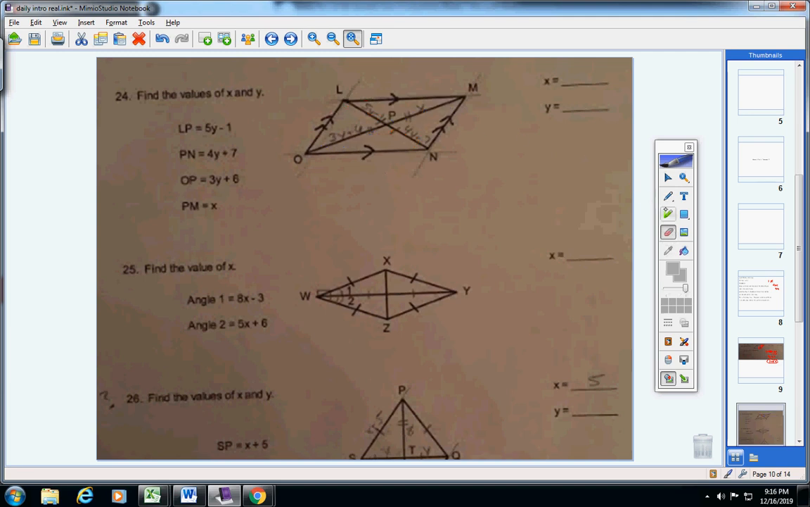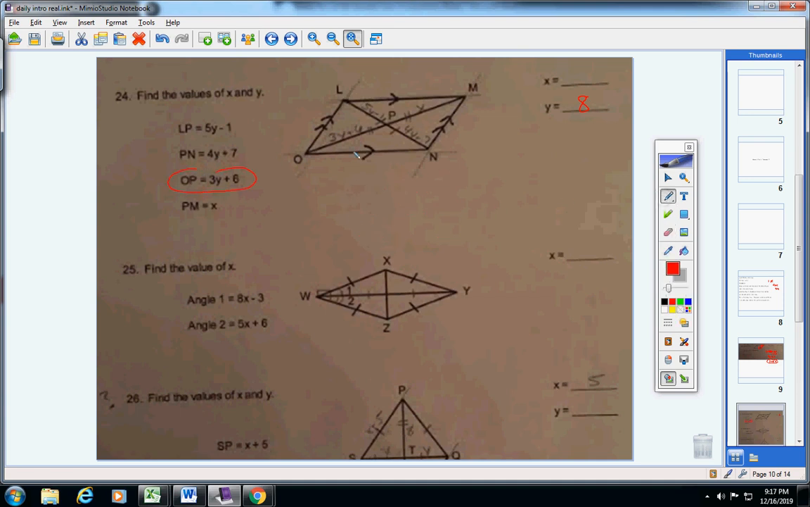So when I know that this segment here is this, and this segment here is this, and I know they're equal, then I can simply take this 5y minus 1 and set it equal to 4y plus 7. Bring your 4y over, make it negative. Bring your 1 over, make it positive. 5y minus 4y is y. 7 plus 1 is 8. So y equals 8.